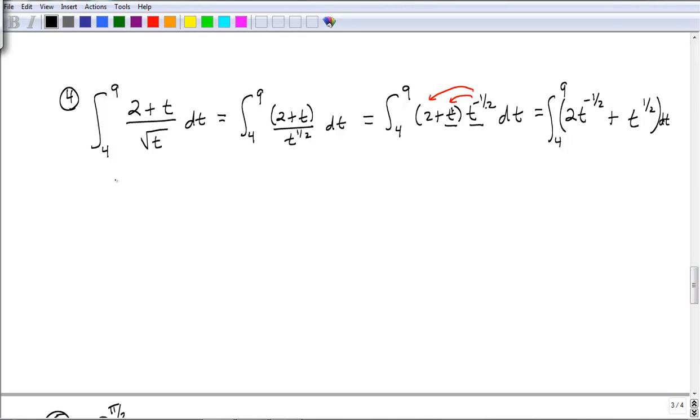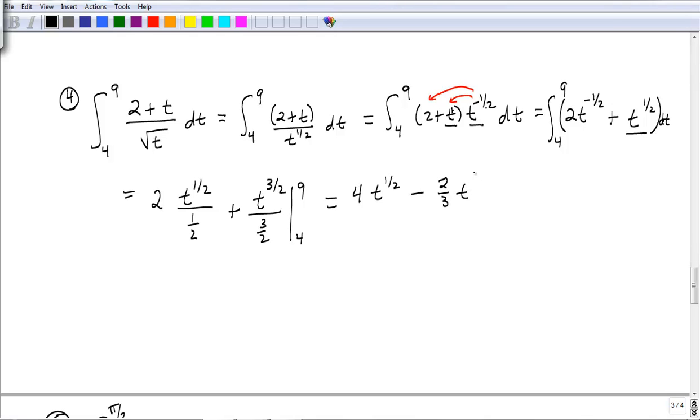The first one gives me 2 t to the negative 1/2. I have to add 1 to that. Negative 1/2 plus 1 is positive 1/2, and I have to divide by that number. Now I do the same thing with t to the 1/2. When I add 1 to a half, I get 3/2, and I divide by that number. This goes from 4 to 9. Well, dividing by 1/2 is like multiplying by 2, so 4t to the 1/2. Dividing by 3/2 is like multiplying by 2/3, from 4 to 9.